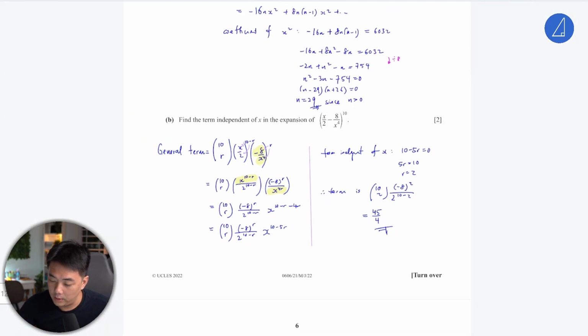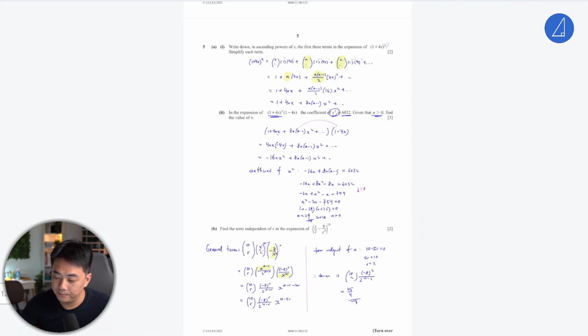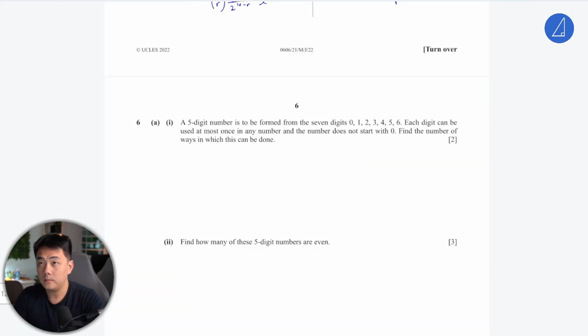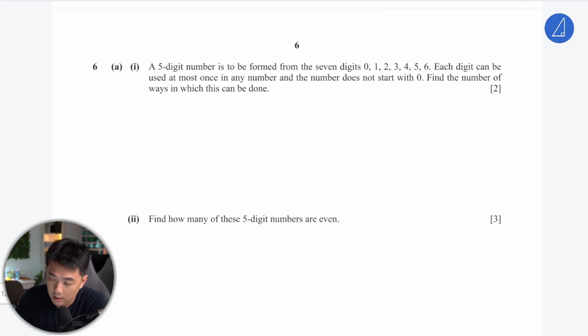Alright, so that's how we do the part B here. So let's go to 6a. A 5-digit number is to be formed from these 7 digits, 0 to 6. Each digit can be used at most once, and the number does not start with 0. Find the number of ways in which this can be formed.